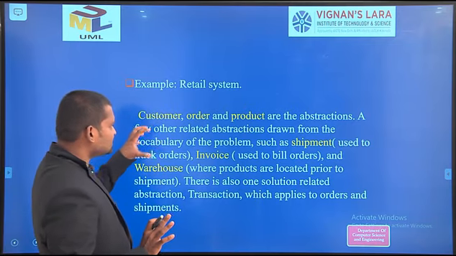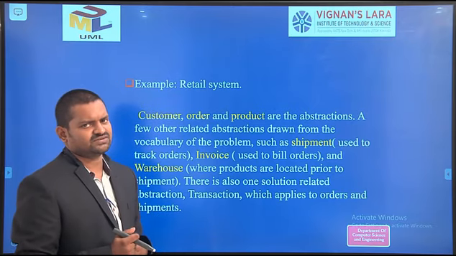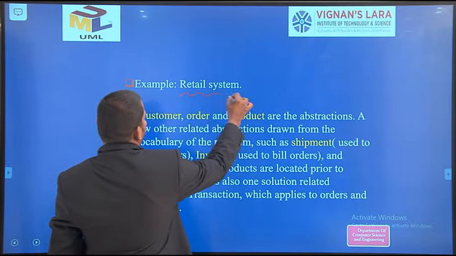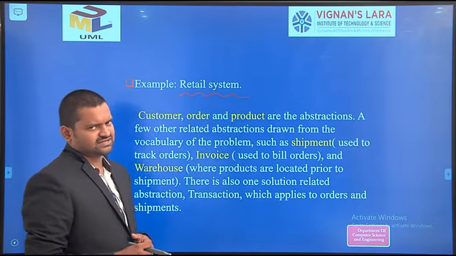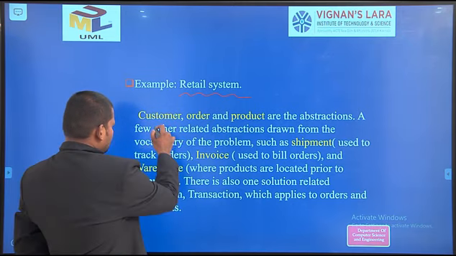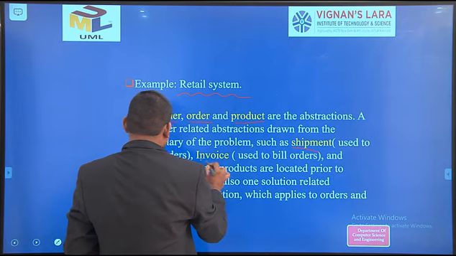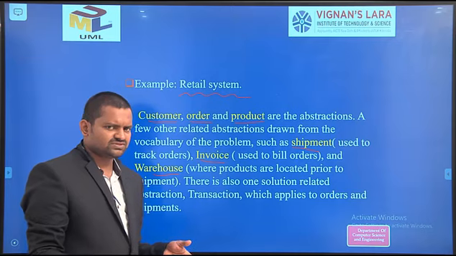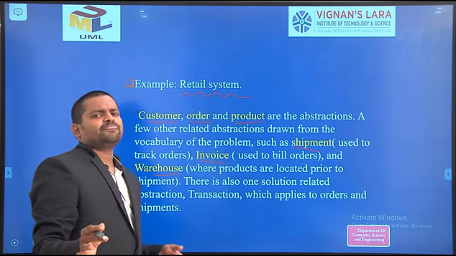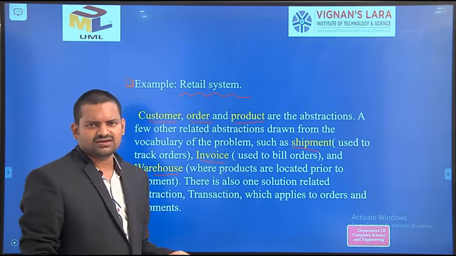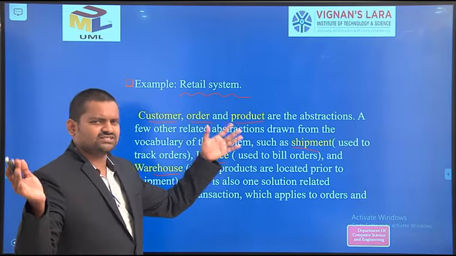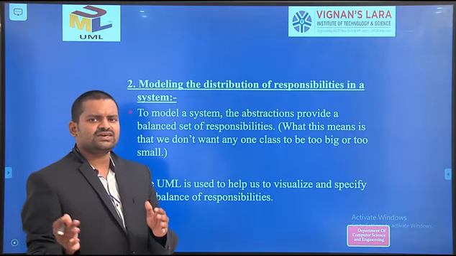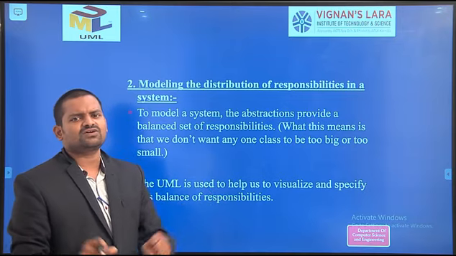Depending upon the system, you can develop it according to your thinking capability. These are all available in the retail system: customer, order, product, shipment, invoice, warehouse. You can write their operations and their attributes. You may also write the responsibilities. If one class contains too many responsibilities, those responsibilities may be divided into 2 more classes.